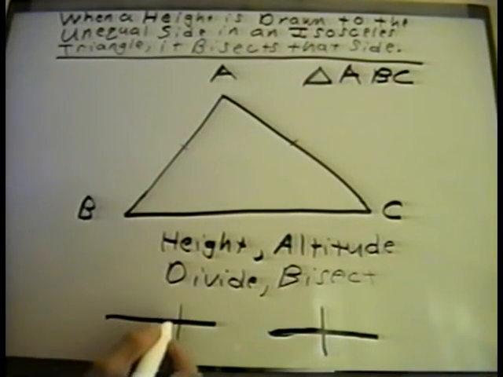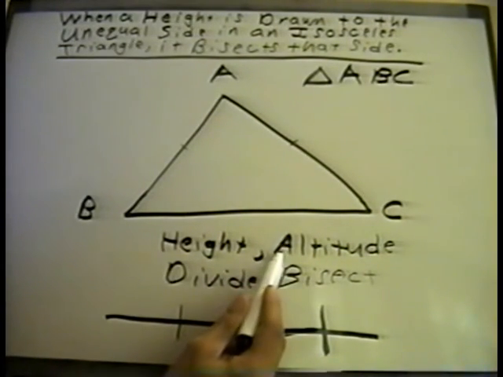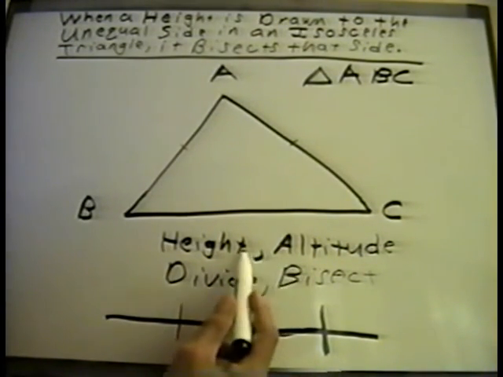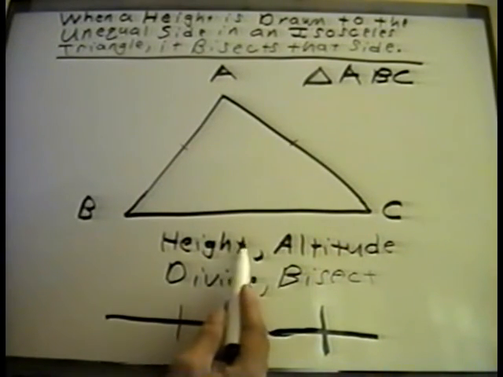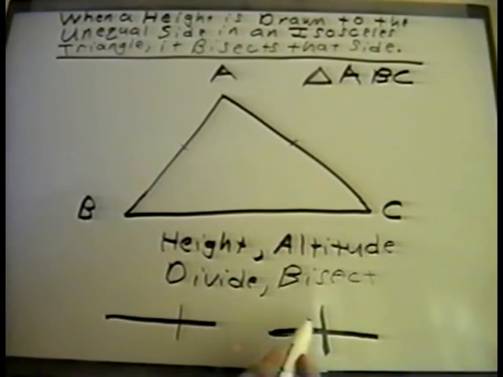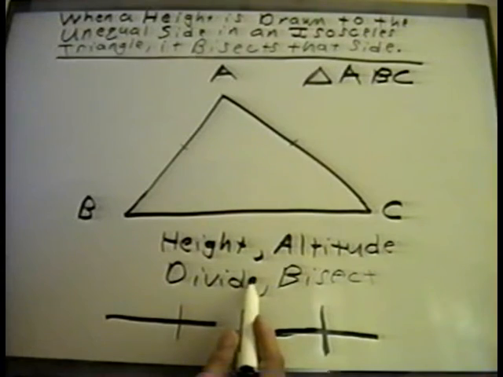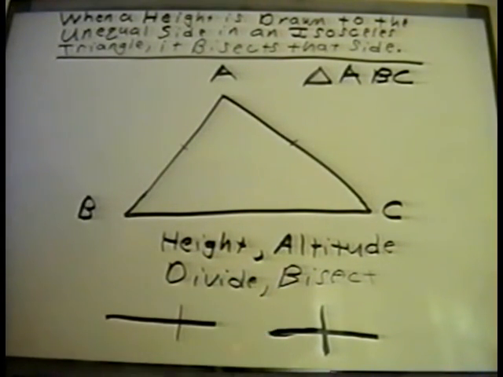And I can also divide a line by putting it in the middle. So an altitude is a height, but a height is not necessarily an altitude. And to bisect is to divide into two. But to divide doesn't necessarily mean we are bisecting, because you can divide in any portions. Bisect simply means you are dividing it by two.